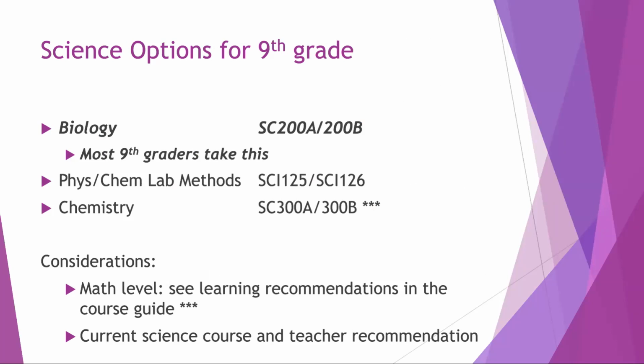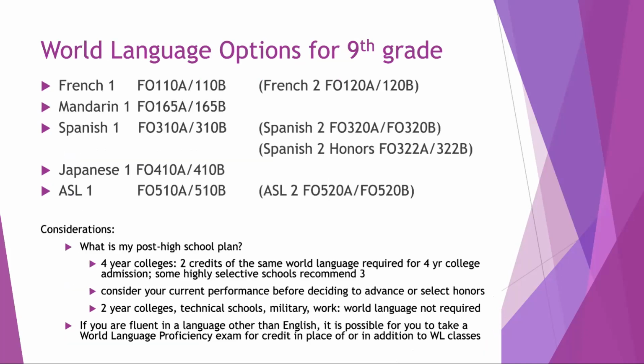Most of our students who took biology in 8th grade are going to be looking at taking chemistry in 9th grade. But if they're not feeling ready, again, that's a good time to talk to your science teacher and your 8th grade school counselor about what's the best choice for your student in 9th grade. They can repeat biology if they'd like to, or they could take physics lab methods and chem lab methods. It's important to look at the learning recommendations in the course guide for the science course that you are considering requesting for next year. And of course, talk to your current teacher about your selections.